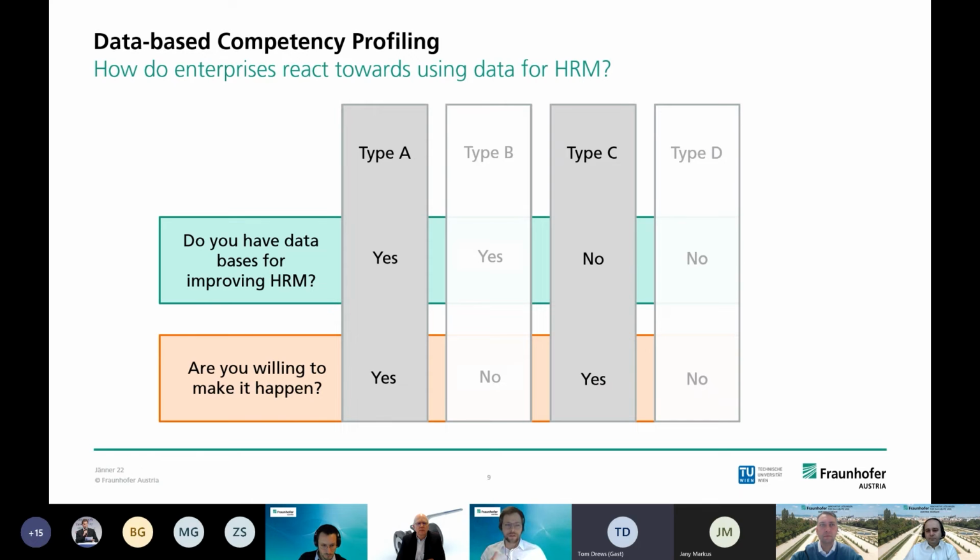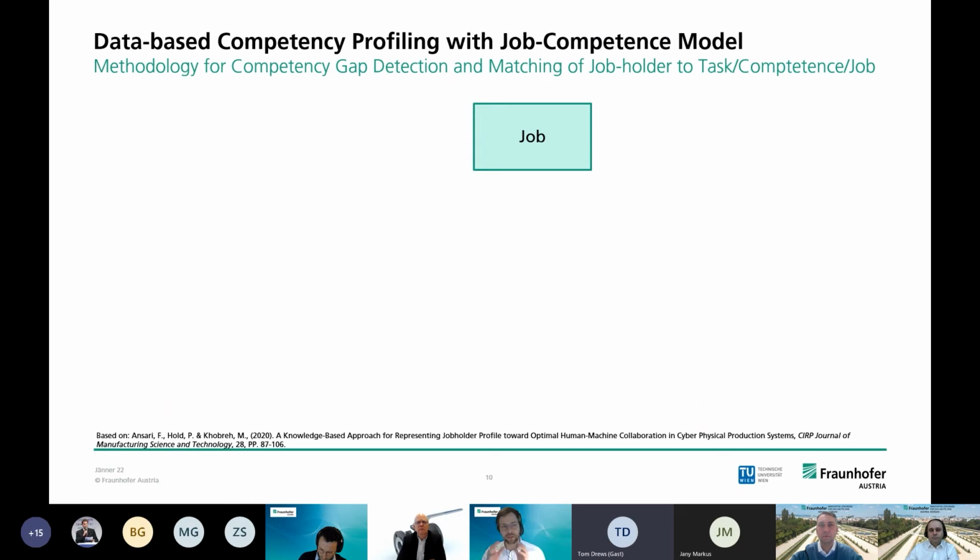So our goal is to make data-driven competency profiling work in your enterprise. And therefore, we developed a methodology. With this methodology, we are able to detect the competency gap in your job holder profile in the context of task, competence, and job. But let me start with the job itself.